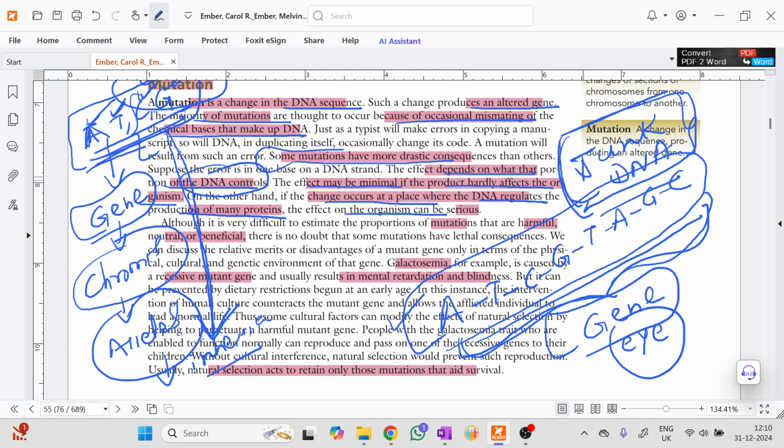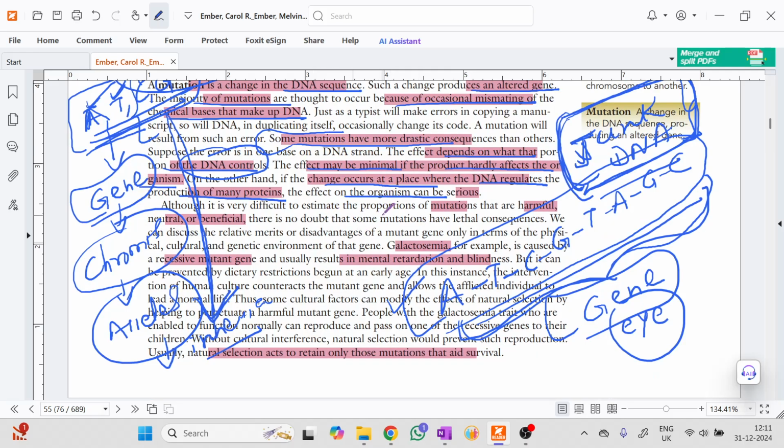Junk doesn't mean they are not useful. It just means that we do not know what purpose they serve. So without any expression, without any code for a particular activity, we call them junk DNA. So if a mutation happens at any such portion, then it will not be lethal.